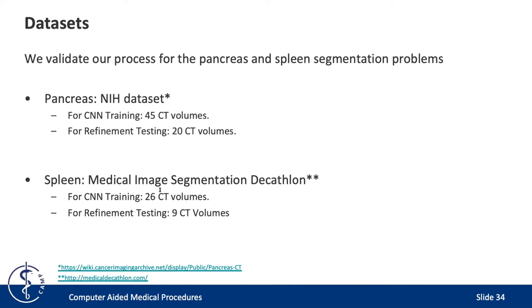Also, we try a spleen dataset from the Medical Segmentation Decathlon. And in this case, we employ 26 CT volumes for training the CNN. Again, once the CNN is trained, we didn't use these 26 CT volumes again. Then we go for the refinement strategy on 9 CT volumes. The same process: we compute the CNN output from these 9 CT volumes, and then we refine that output using the refinement strategies.